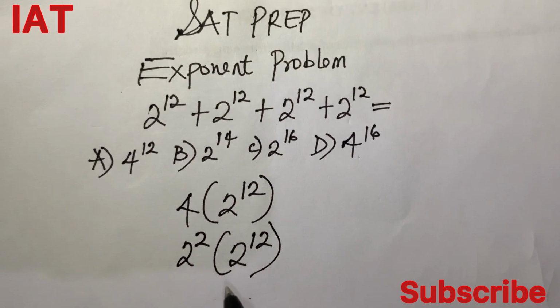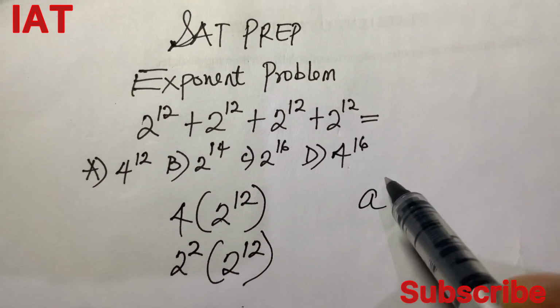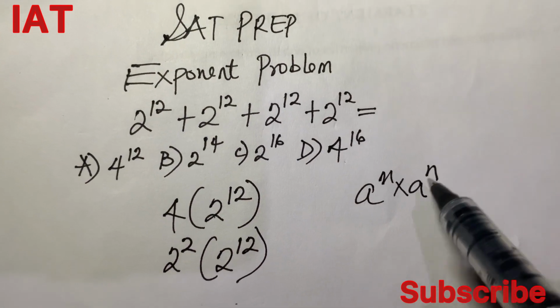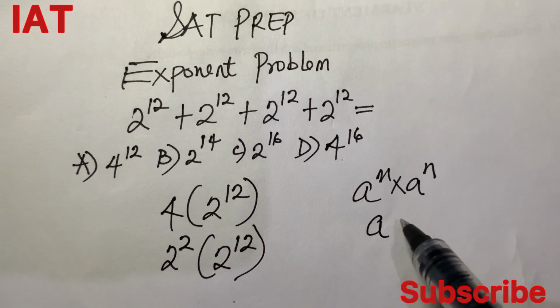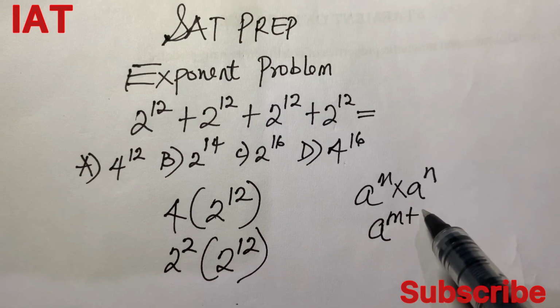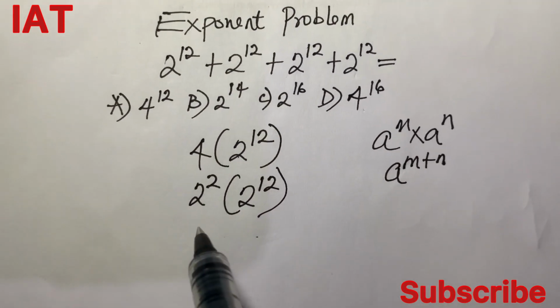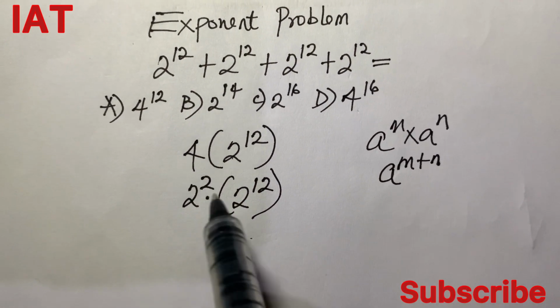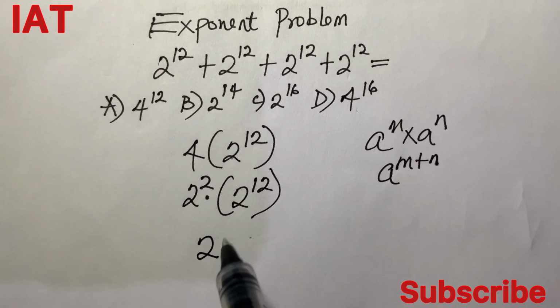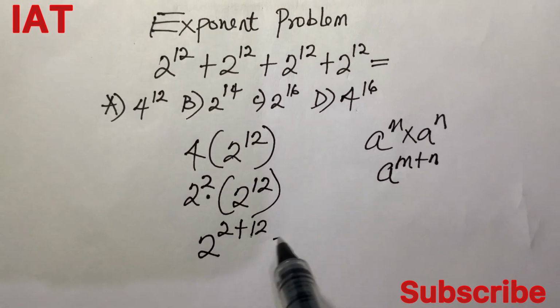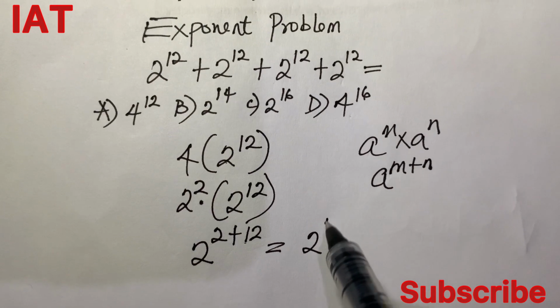According to the product law of indices, that states that if you have a to the power of m times a to the power of n, since the bases are the same, we could take the common base and add up the powers. So that is the same thing we want to do here. Because we have 2 to the power of 2 multiplied by 2 to the power of 12, the bases are the same, we just take it and add the powers, and then we have the result to be 2 to the power of 14.